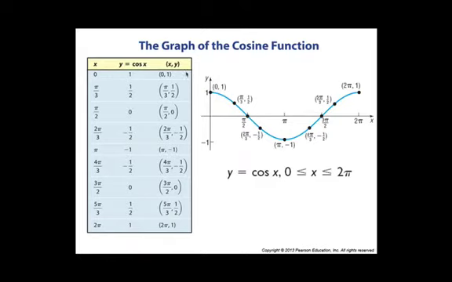The graph of cosine is a little bit different than the graph of sine, because why? We start off at 0, 1. We still start on the y-axis, and then we start to follow it down. But in this case, what are my major points? Again, we have 0, pi over 2, pi, 3 pi over 2, and then finally back to 2 pi.